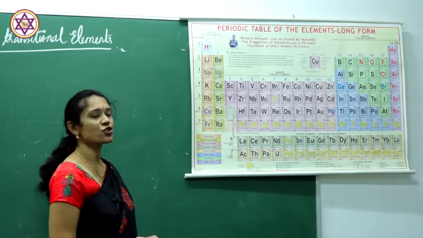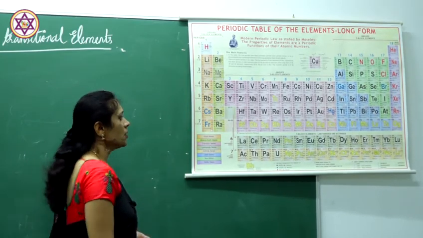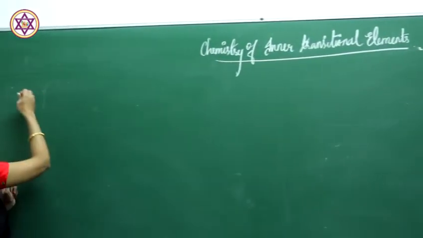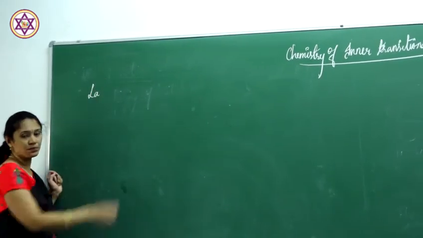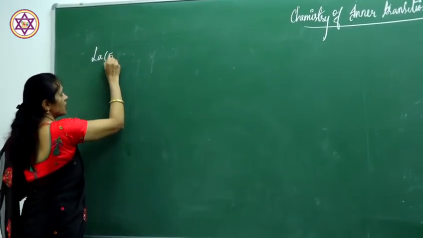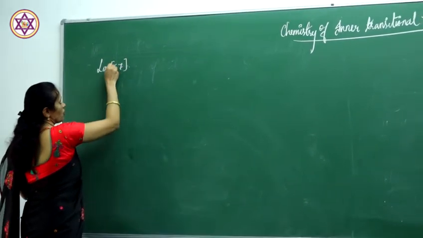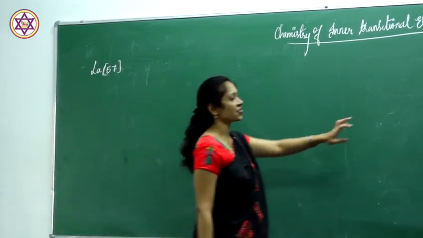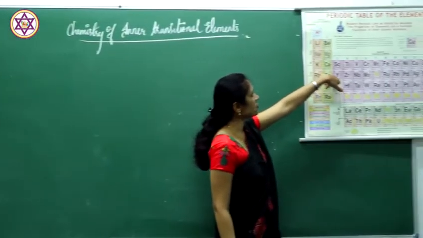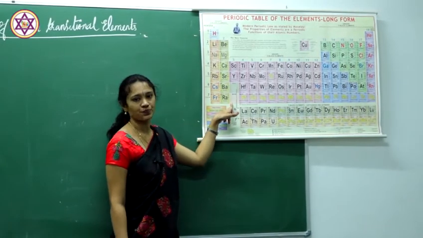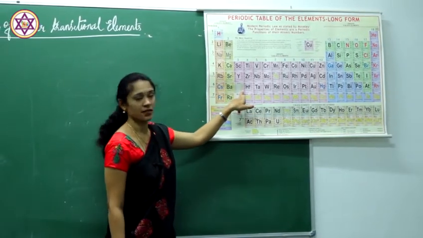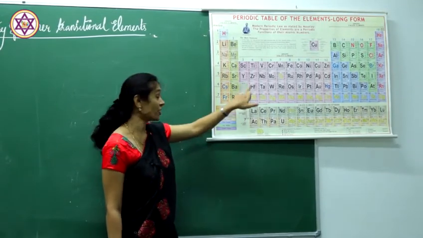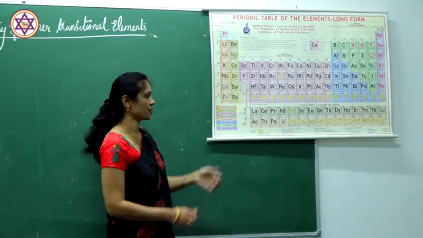Coming to the inner transitional elements, or F block elements. Here, the elements which come after lanthanum. Lanthanum's atomic number is 57. Lanthanum is in the third group and the 6th period.